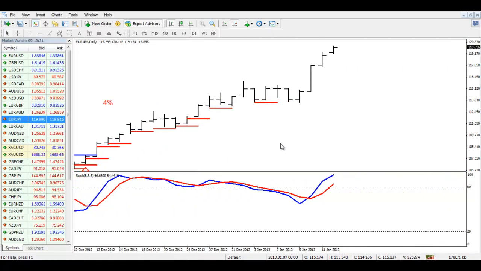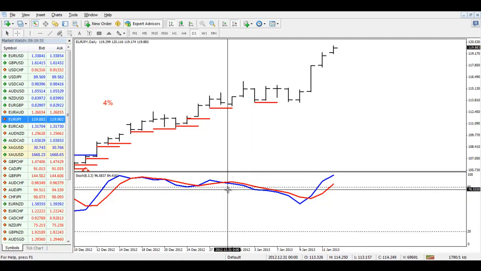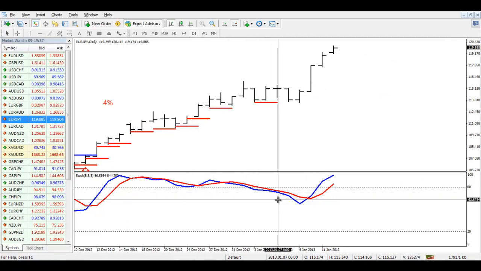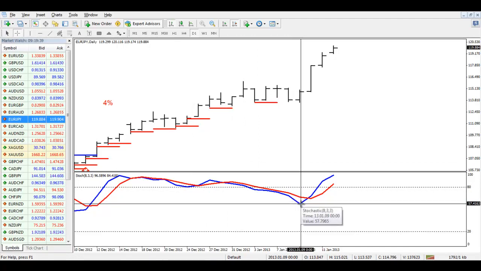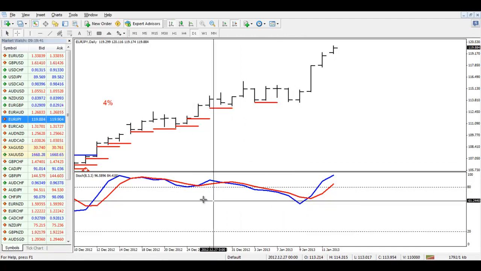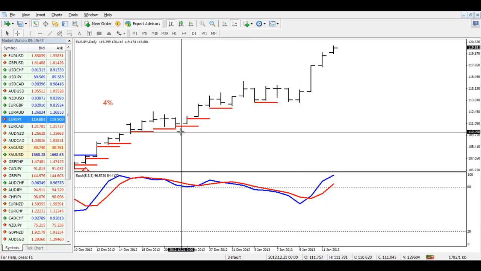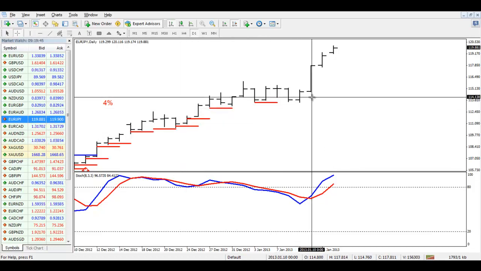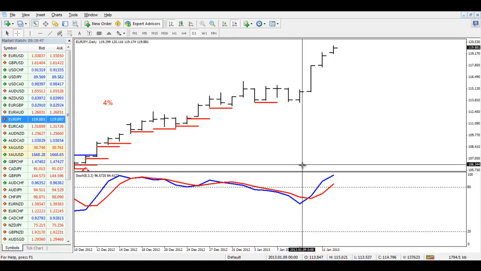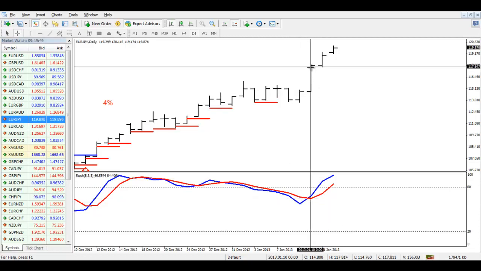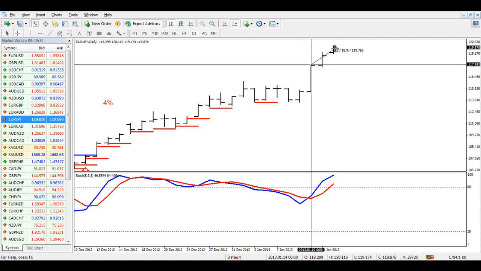That brings us actually up to the current point in time, whereby we actually have ourselves a lower low on the price action, a lower low on the stochastic, a higher low on the price action, and we can see the buy signal here, once the blue line flicked up, it's currently running 190 pips in profit and going strong.